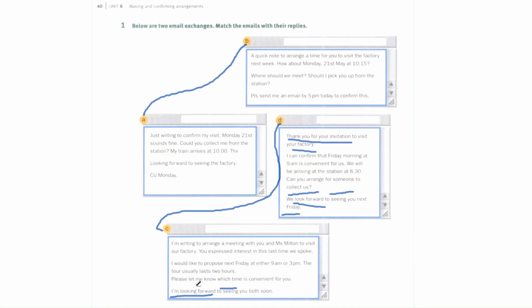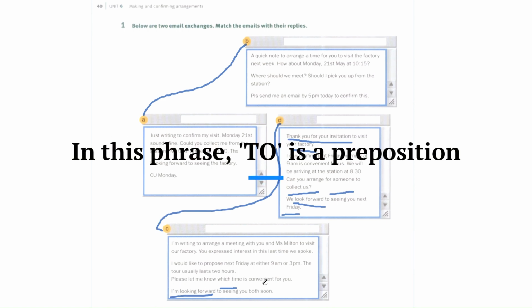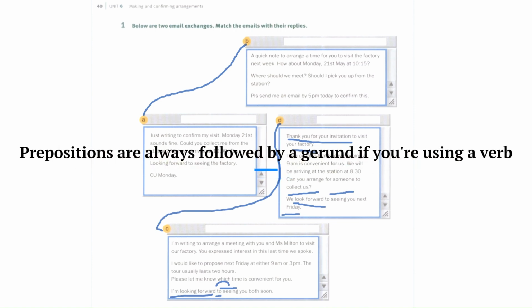Okay, so look forward to is a whole phrase. To, in this case, is a preposition. So it does not follow the infinitive form, but rather the ing form, which is what we call the gerund. So again, to seeing you, okay?